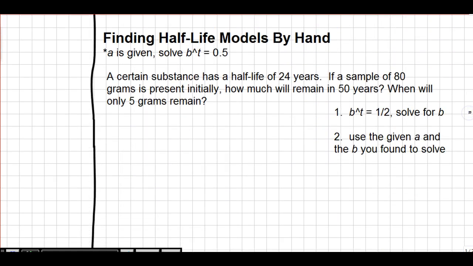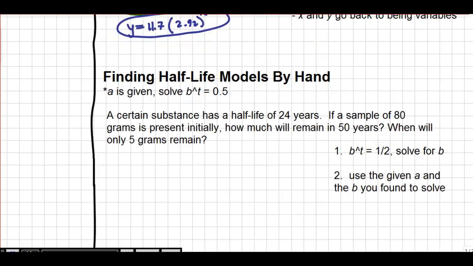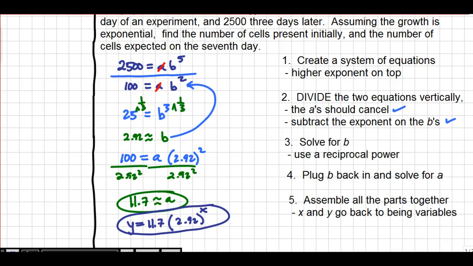Next up, we're going to do a half-life problem. But you know what, we did not finish the question, my bad. Assume the growth is exponential, find the number of cells present initially. The number of cells present initially was 11.7, or you could round that up to about 12. And the number of cells expected on the 7th day, you would simply type in a power of 7 and calculate.